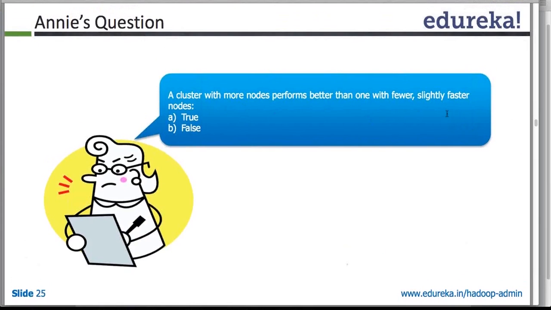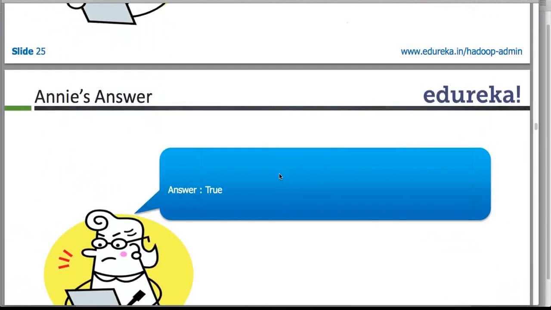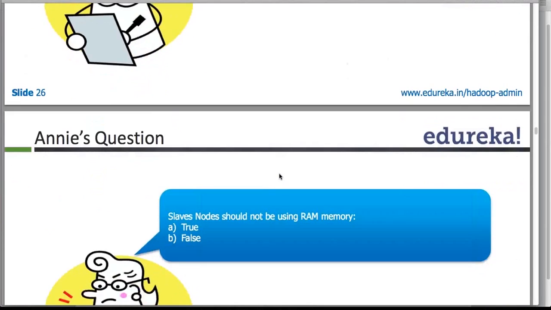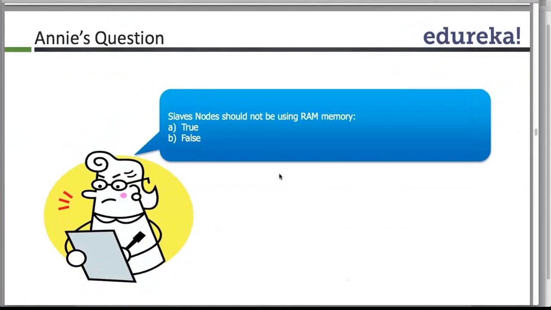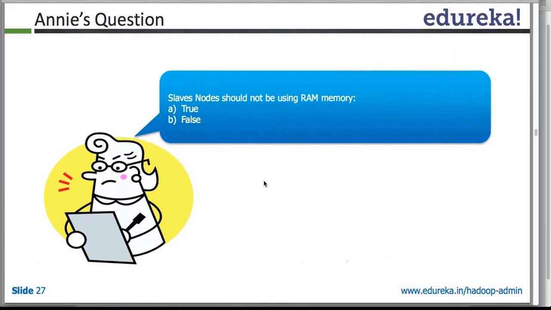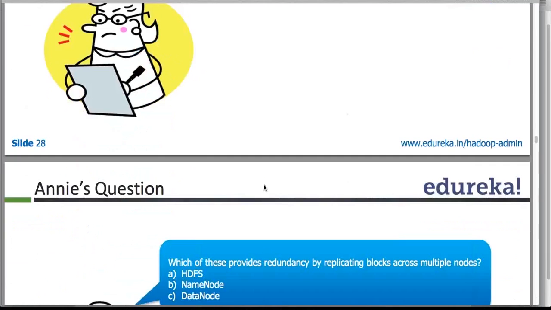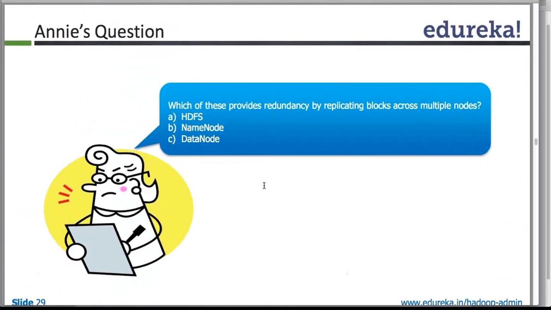So a cluster with more nodes performs better than one with fewer, slightly faster nodes, right? Absolutely correct. It is better to have a larger number of nodes rather than a single powerful node. Slave nodes should not be using virtual memory. Okay, it's a typo, it's not RAM, it is virtual memory. It should not be using your virtual memory. It should always be running from your main memory.